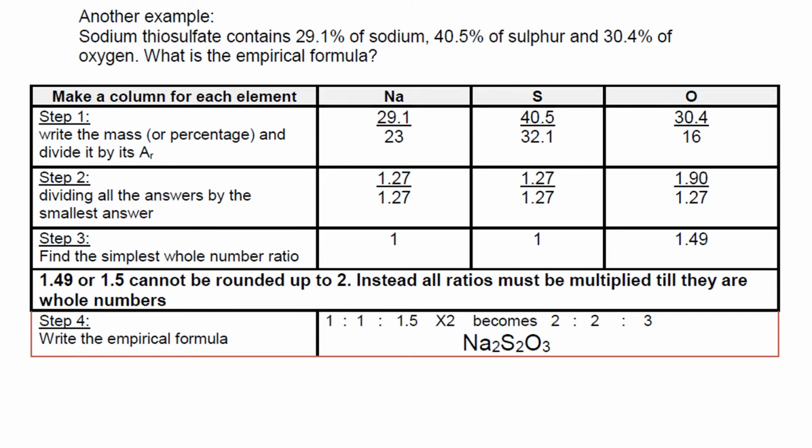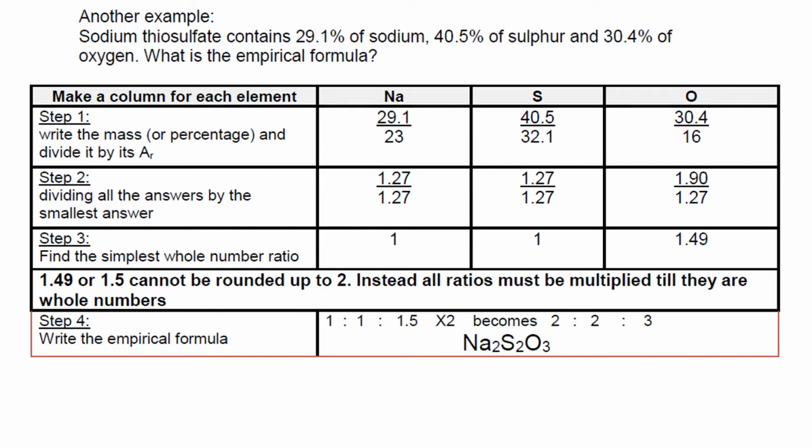Do another example here, where sometimes we have to do something to get them to whole numbers. So sodium, sulphur and oxygen, this time they've said it's percentages by mass, but the method starts exactly the same. You write down those masses, 29.1, 40.5 and 30.4. If it's percent or grams, it doesn't matter, you still just write those numbers. Divide each one by the relative atomic mass. So sodium is 23, sulphur is 32.1, oxygen is 16. You just get those from the periodic table.